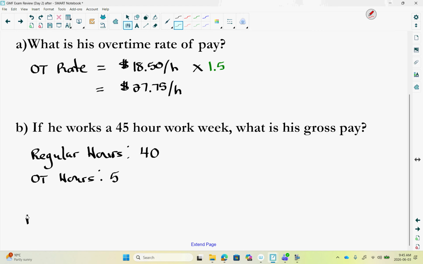So let's do this. Let's figure out his regular pay. To get his regular pay, I'm going to take $18.50 per hour, and I'm going to multiply it by how many hours? 40. And what's $18.50 per hour times 40 hours? Well, the hours would cancel. $18.50 times 40, anyone? $740.